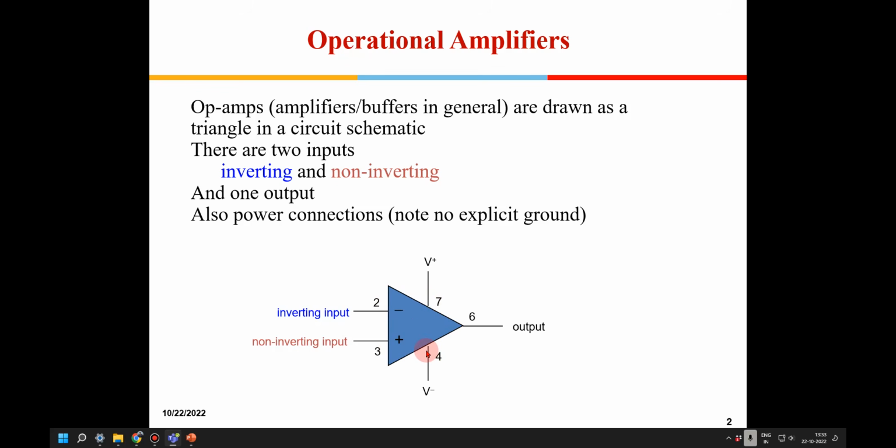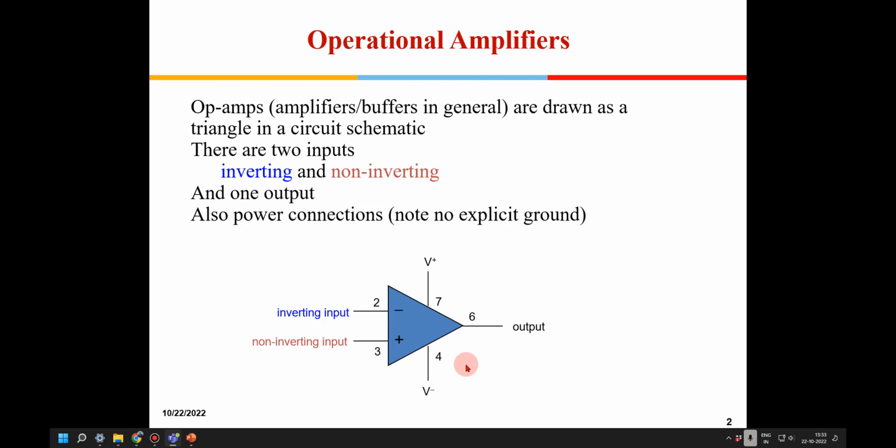Why is 5 not there? No, 5 and 1 and the others are used for different purposes, like offset adjustment. These are the main inputs. It's an 8-pin IC, so the other pins are used for different purposes. But this is just a symbol, so forget about the pins.